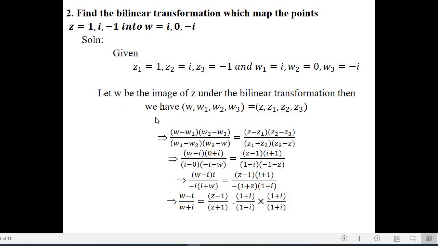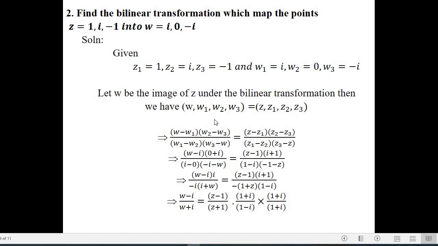Then according to the theorem, it preserves the cross ratio of 4 points, so that can be written as (w, w1, w2, w3) is always equal to (z, z1, z2, z3). In the theorem, the 4 points considered were w1, w2, w3, w4. But in the problem we considered the 4 points w, w1, w2, w3. Correspondingly the 4 points in z plane are z, z1, z2, z3.